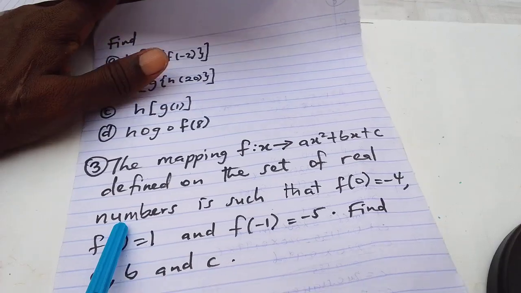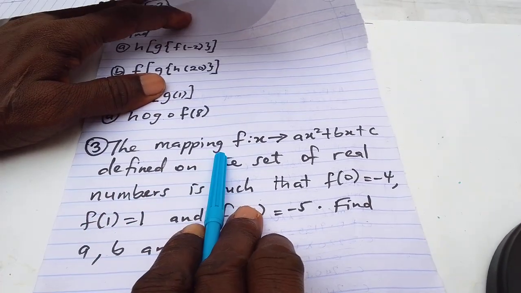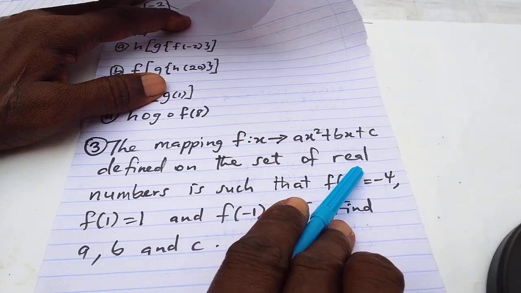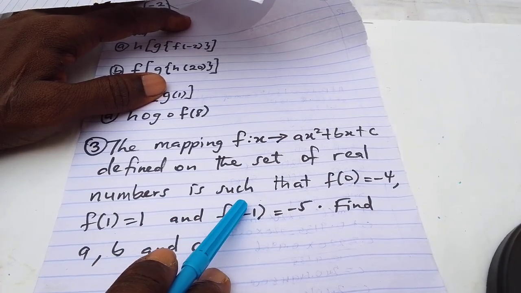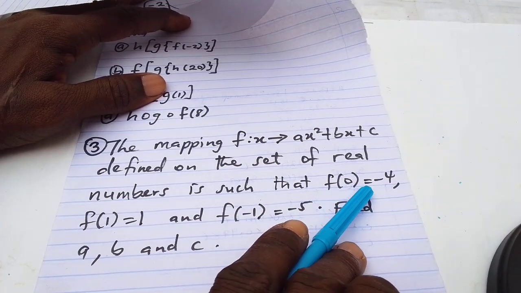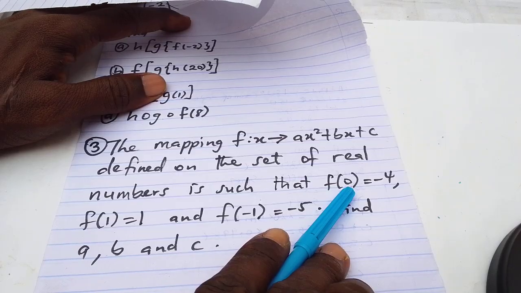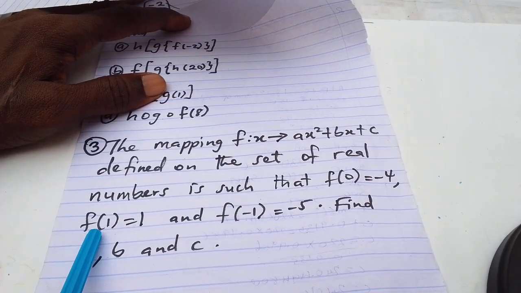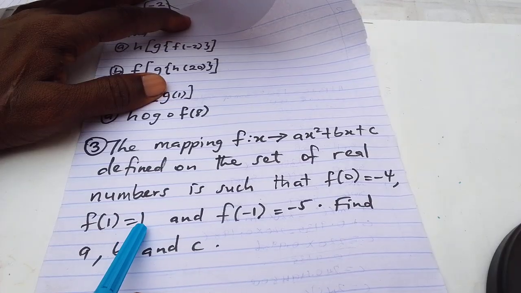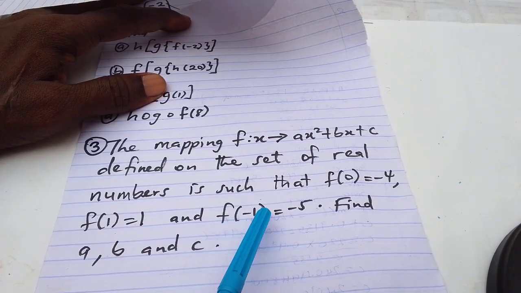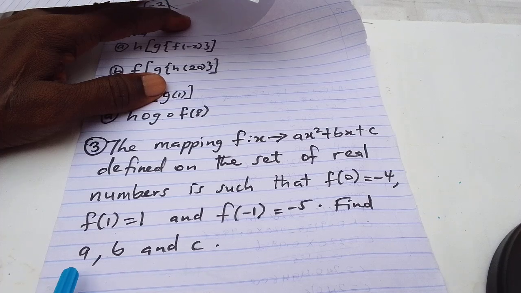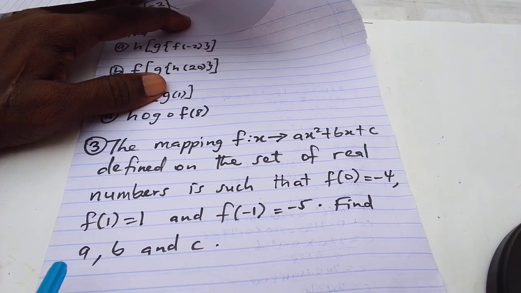Then for number 3, the mapping of f is defined on the set of real numbers such that f is equal to z. When x is 0, the image is what? -4. When x is 1 here, the image is 1. When x is -1, the image is -5. Find the values for a, b and c.